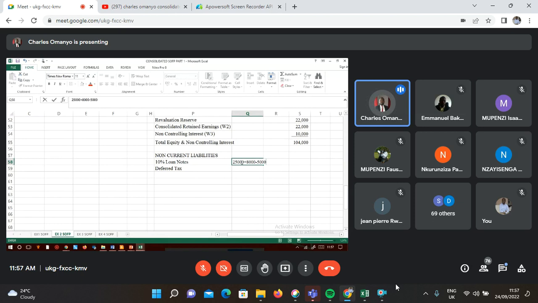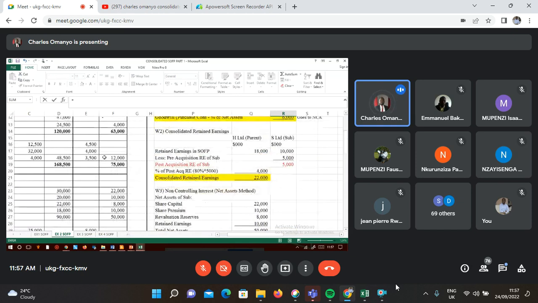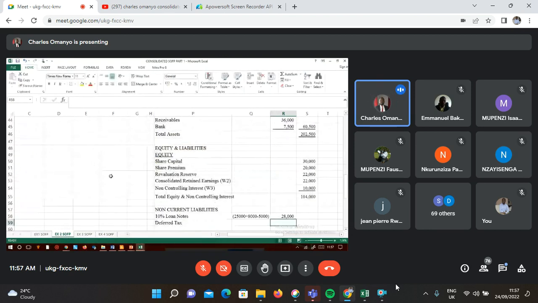Why do we remove 5,000? It is that loan that was acquired. You remember the loan that was acquired, the one that reduced the purchase consideration? You remove it because the parent has already acquired it. So 25 plus 8 minus the loan that was acquired, 5,000. Deferred tax.